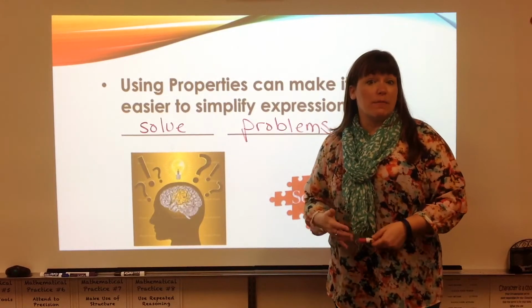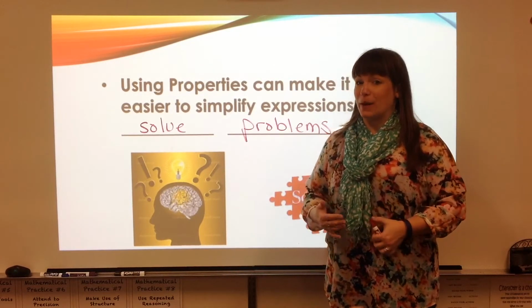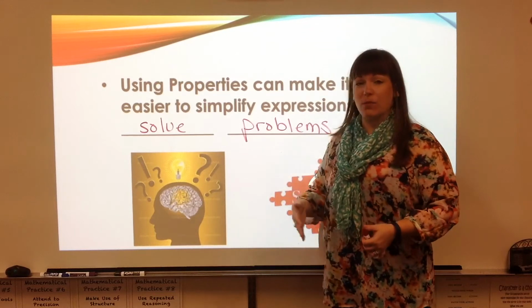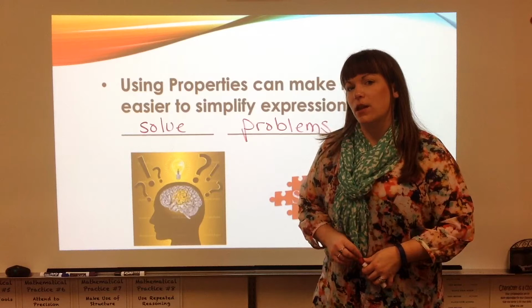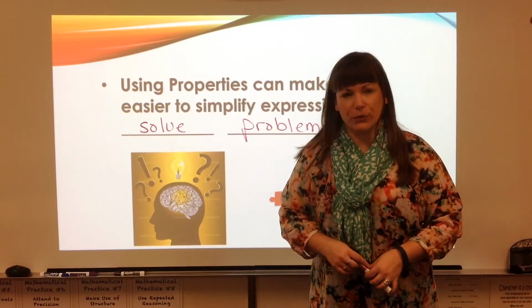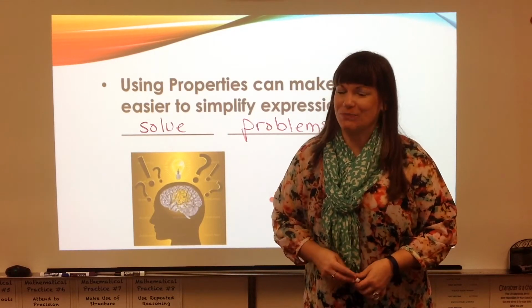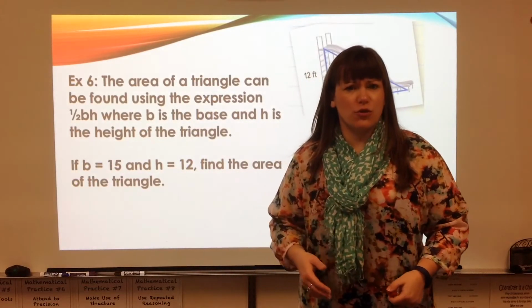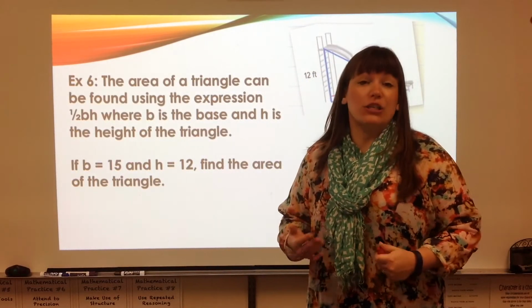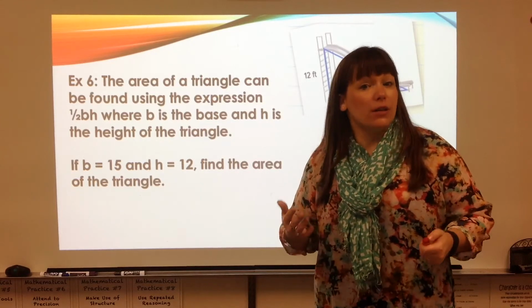So because this is the main point of why we're applying properties to help us solve problems, draw a question mark in the upper right-hand corner and a light bulb in the lower right-hand corner of your page, to the best of your ability, of course. So we're going to do a few more examples to show you why using properties is useful in solving problems.